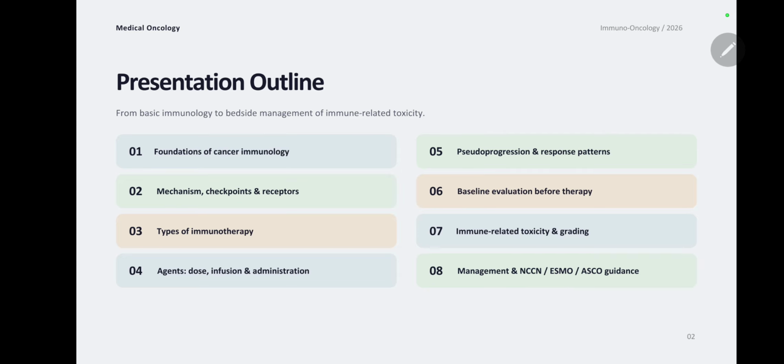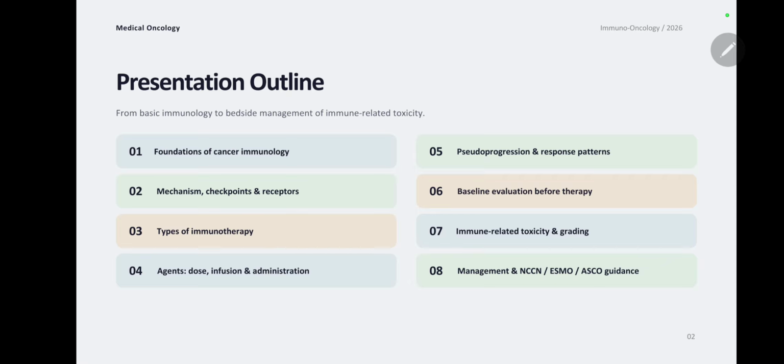Basically, in our presentation as an outline: the foundation of cancer immunology, what are the mechanism, checkpoint and receptor, type of immunology, agent, dose, infusion, administration, what are the pseudo progression, and what are the response patterns of immune therapy, what are the baseline evaluation before we start the therapy, and immune related toxicity and the grading according to CTCAE, and management of toxicity according to NCCN, ESMO and the ASCO guidelines.